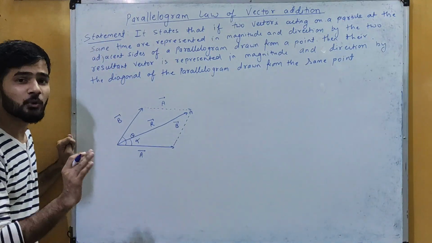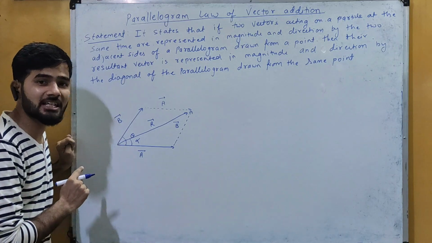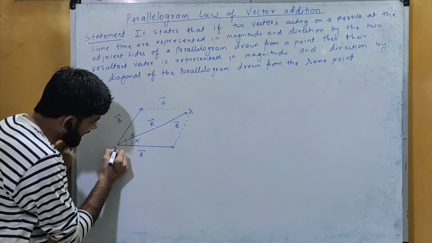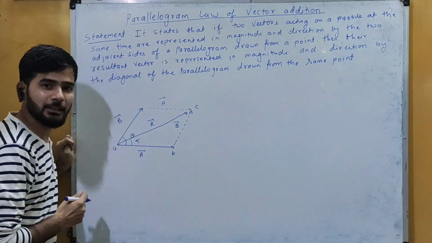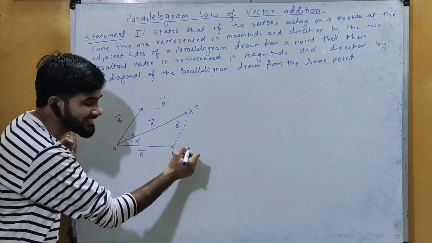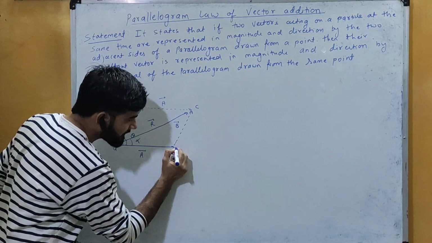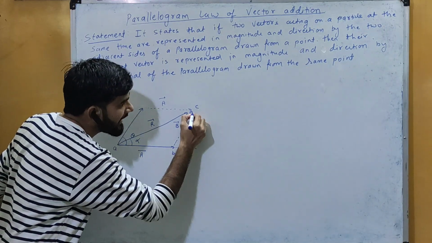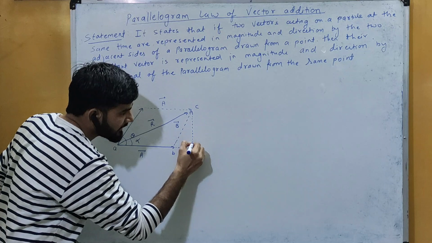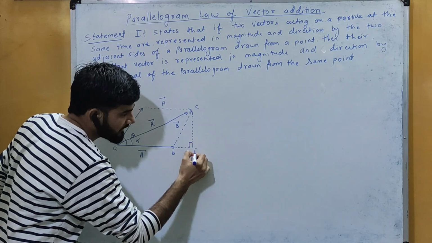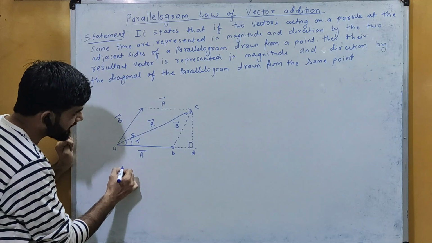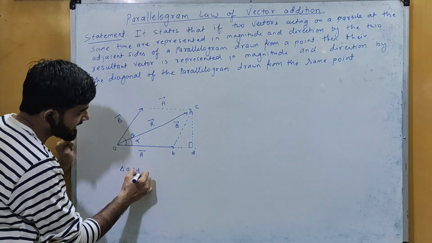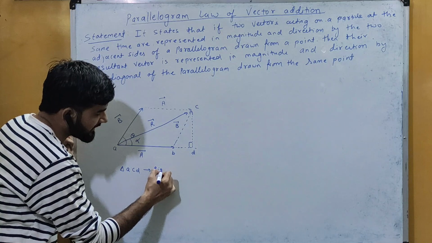Now what we will do, first of all let us give names to each and every point. I will give this point as small a, this point as B, this point as C. Now I will extend this line AB and from point C I will draw a perpendicular line, and I will give this name as D. Now you can see that we have triangle ACD. It is a right angle triangle.